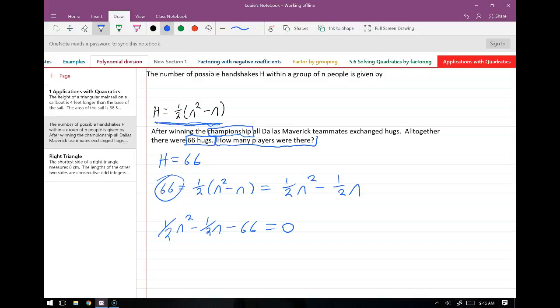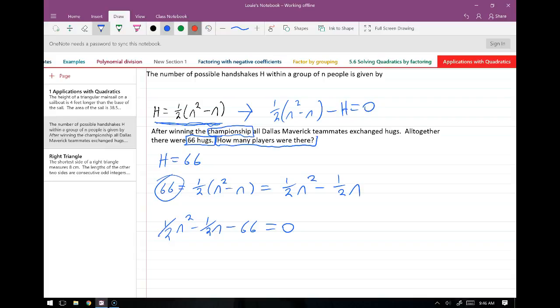Right, and so we didn't do anything major there, right? All we did was rewrite this as 1/2 n squared minus n minus 66, or sorry, I should write it as we had in the formula, minus h. And it equals 0. Okay, so here we are.